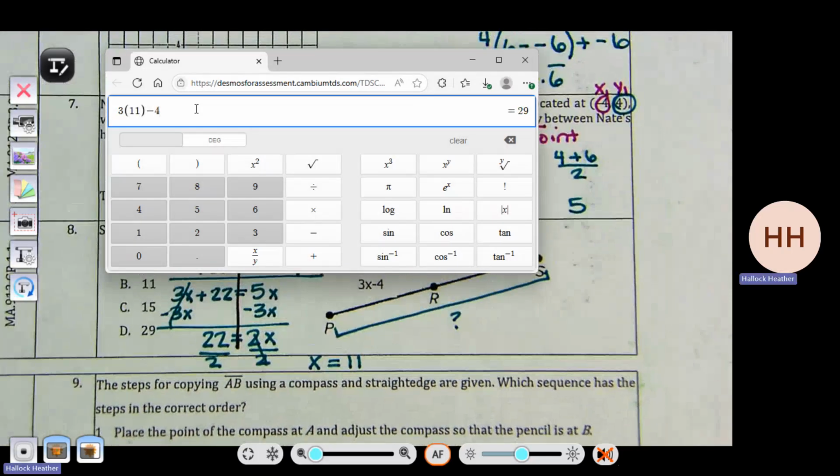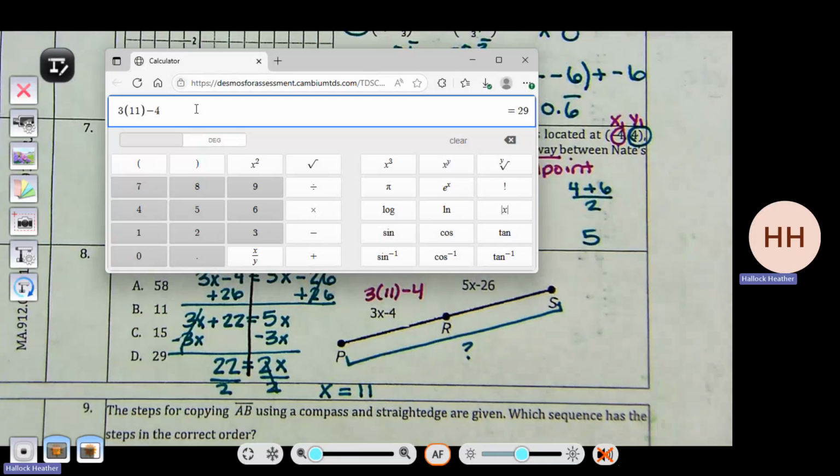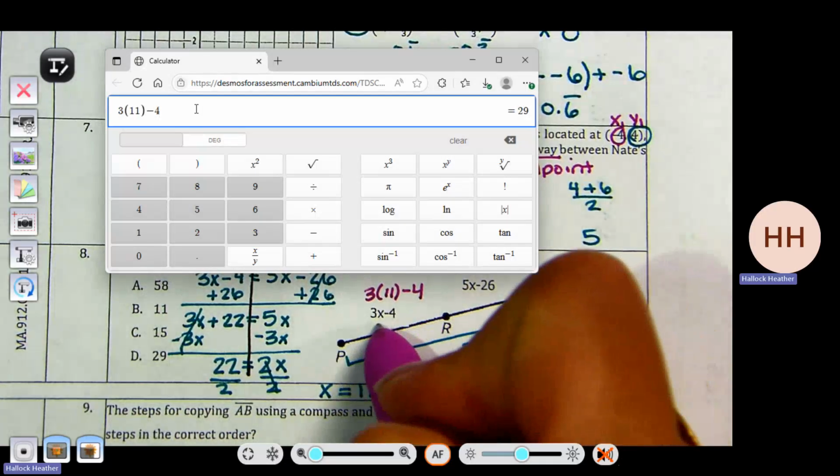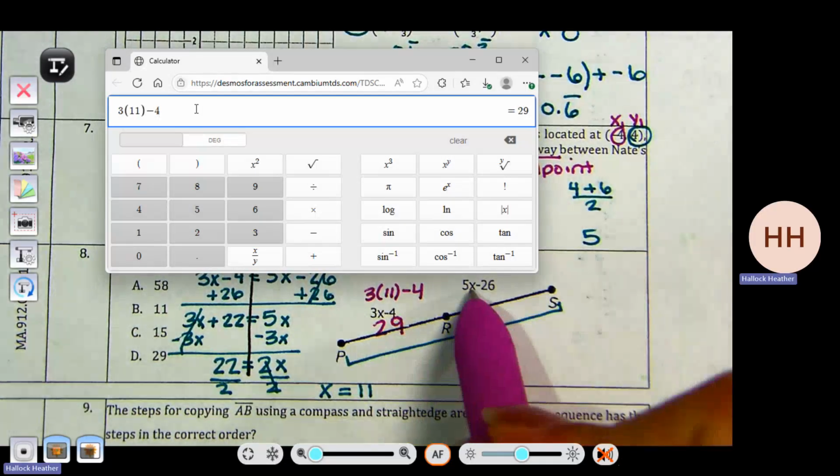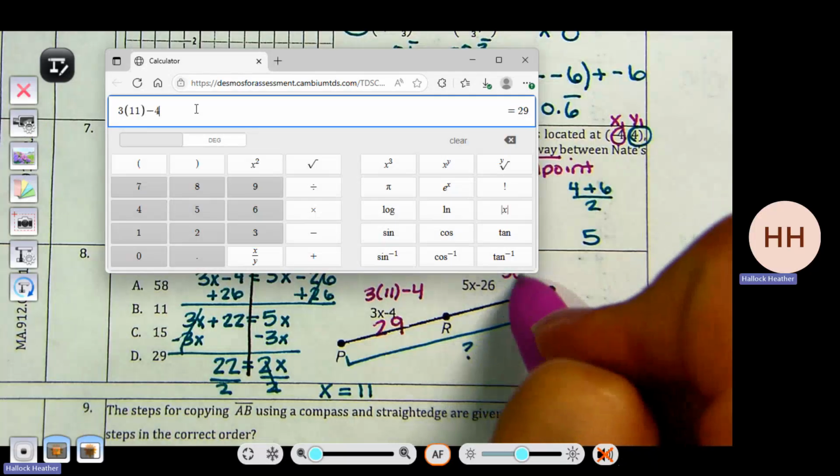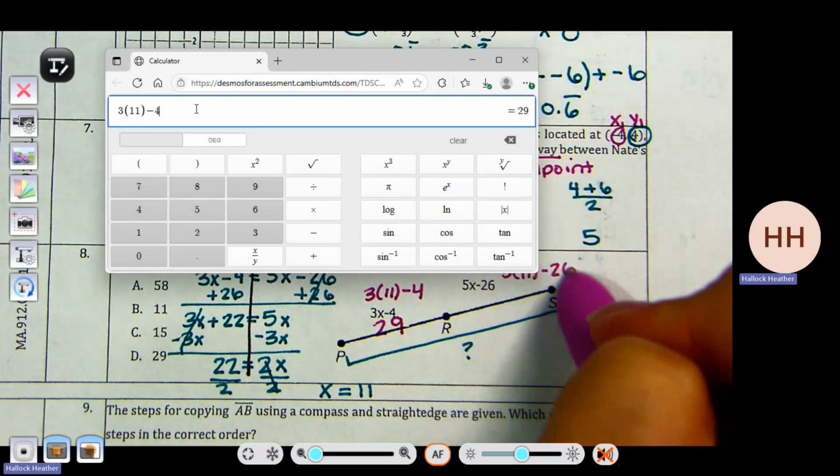Three times 11 is 33. Minus 4 is 29. So this is 29. You could also plug it in here: 5 times 11 minus 26.